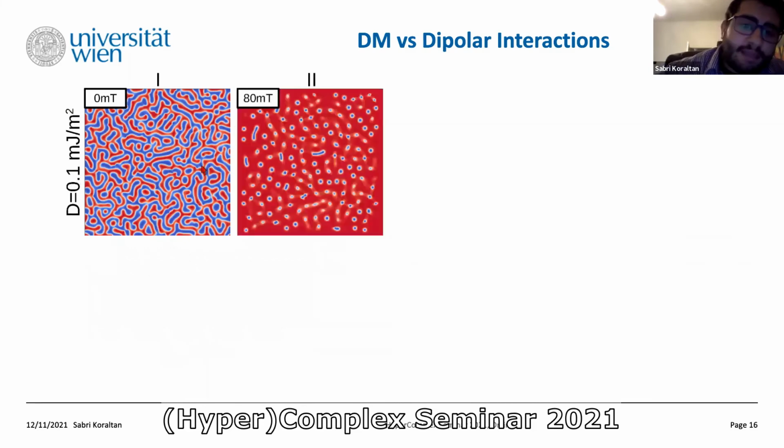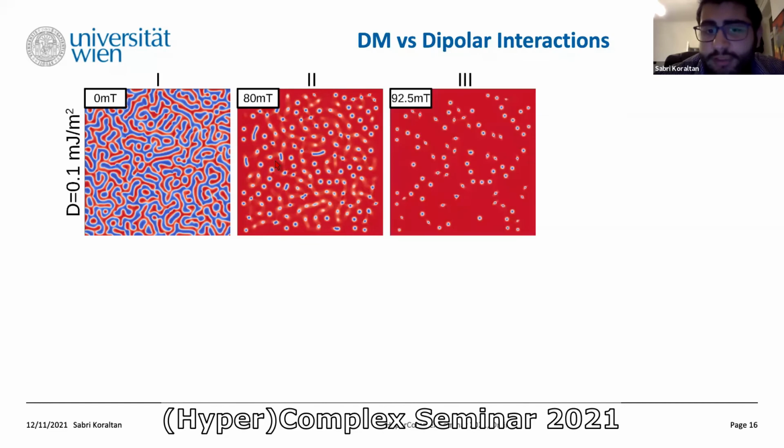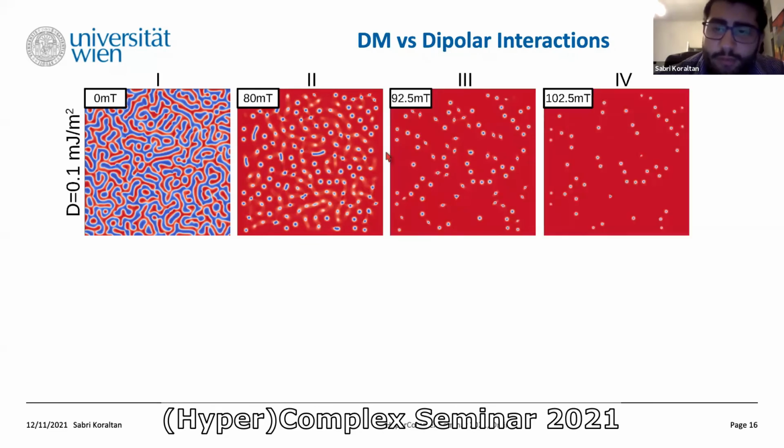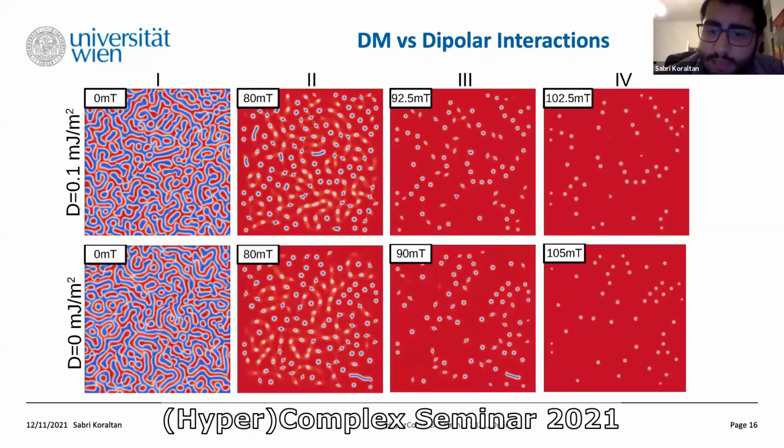We increase the magnetic field with respect to time, and then we are able to see, as well as in the experiments, skyrmions, antiskyrmions, some stripes and bubbles. We increase the field, we get rid of the bubbles, we increase the field more, we only have skyrmions, and then we eliminate the DMI of the system, and we see the exact same behavior, which means that the Dzyaloshinskii-Moriya interactions are not necessary to stabilize the spin textures.